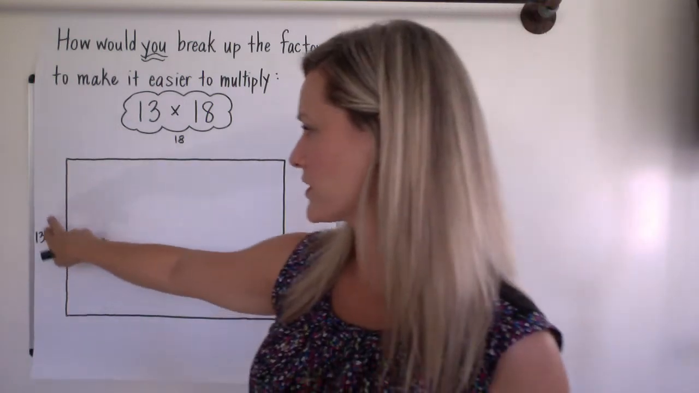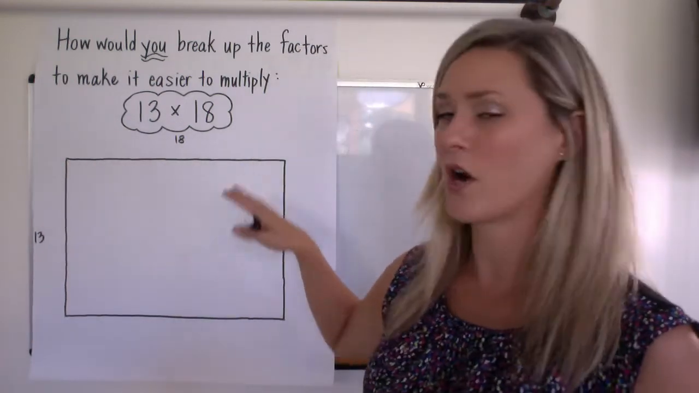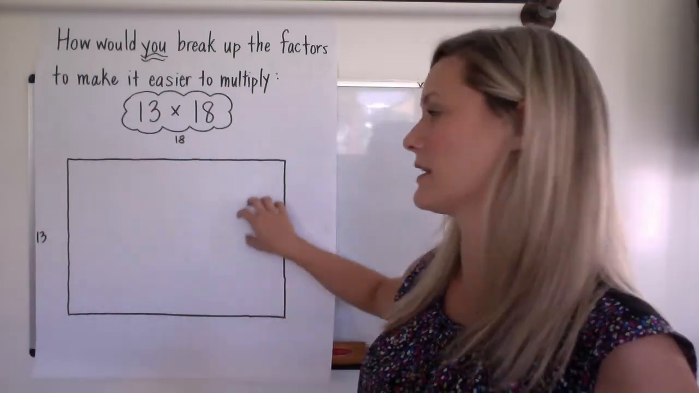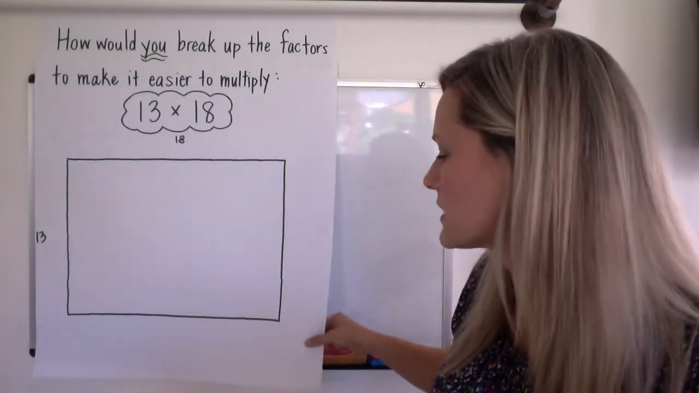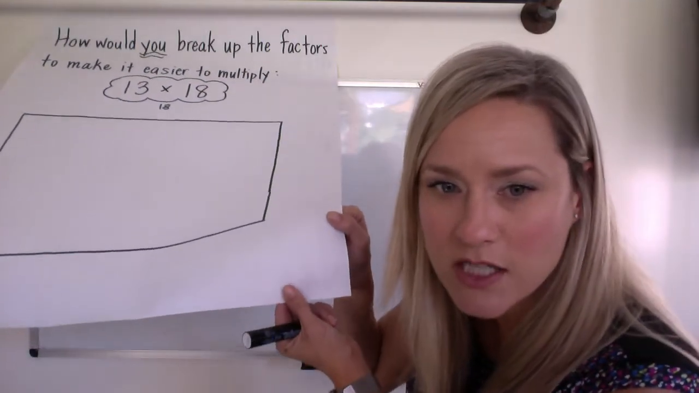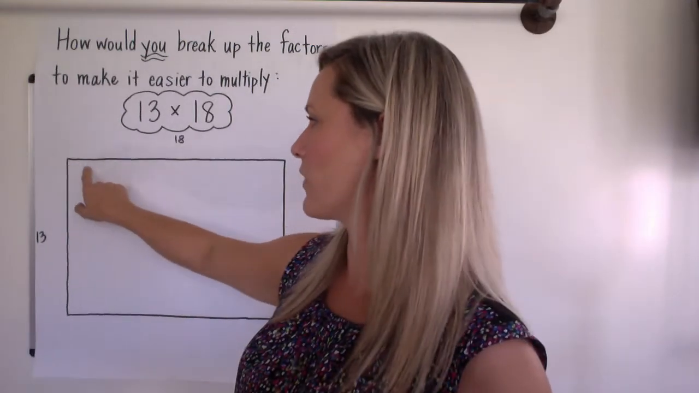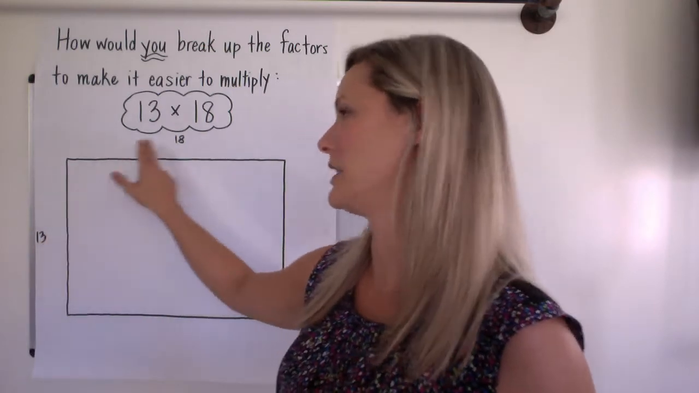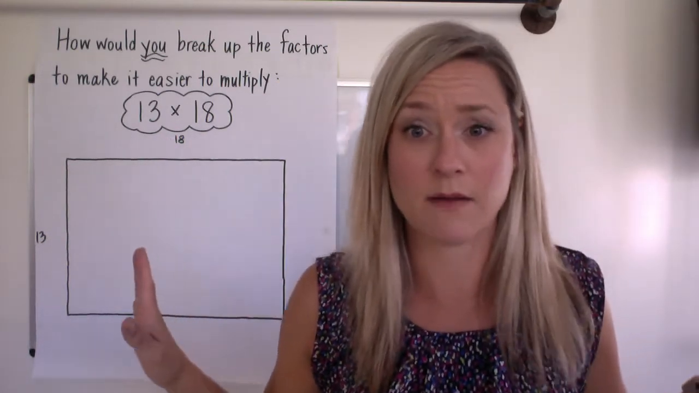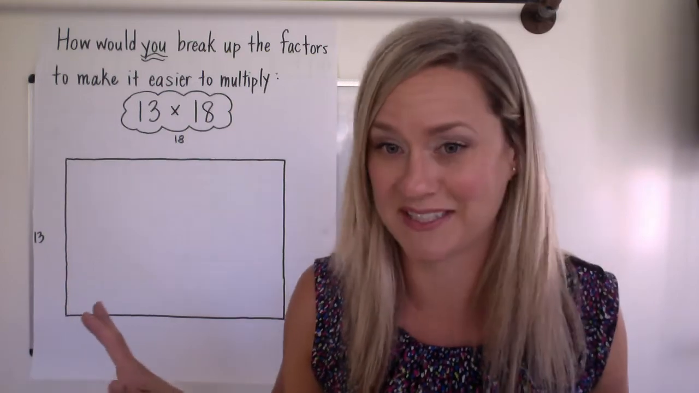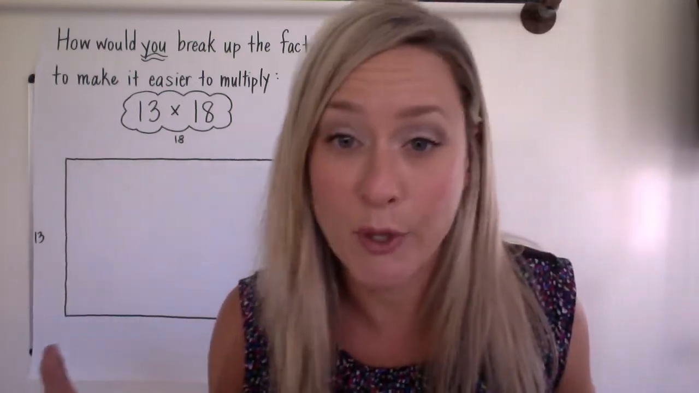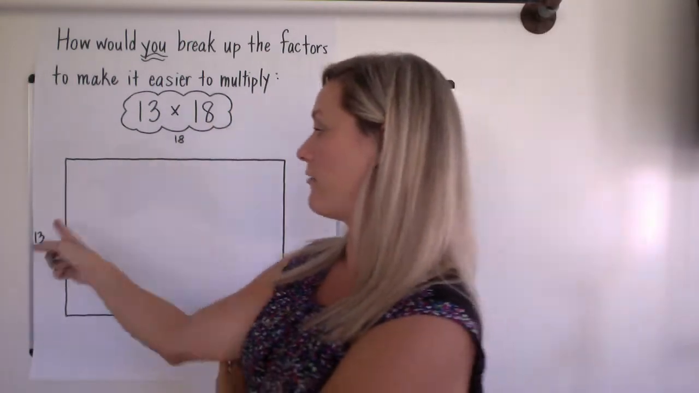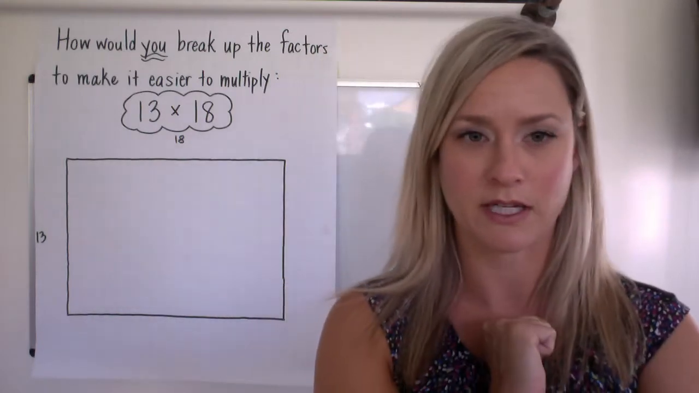So I've got 13 going down here and 18 going across. And the answer to 13 times 18 is literally inside this rectangle. If you can look very closely, there are tiny squares on this paper. So if I were to count the squares one by one, I would literally come up with the answer to 13 times 18. But I am not going to spend my time counting the squares one by one because nobody has time for that. So here we go. We are going to try to break apart the factors to make it easier to multiply.